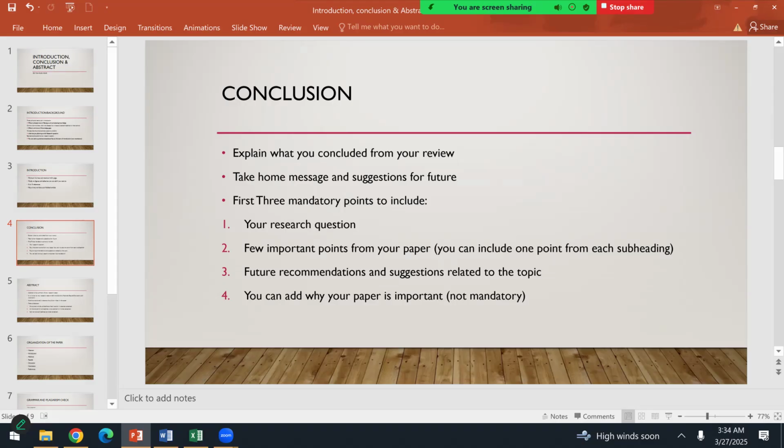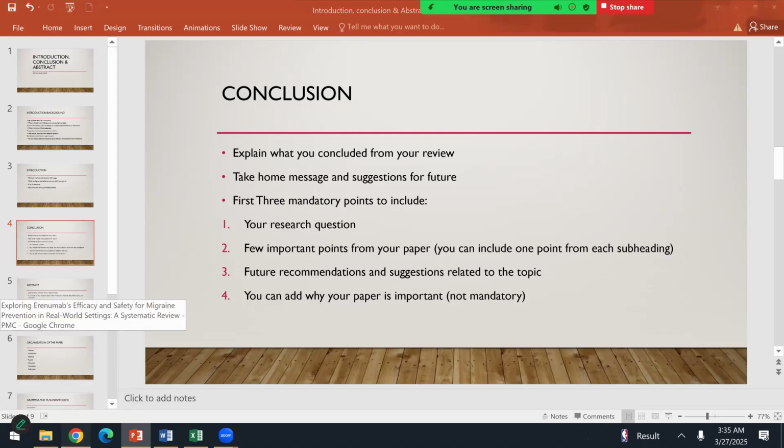So the three must points that you have to add in your conclusion is, first is your research question, and second is you would add important points from your paper. You can add 1 point from each subheading, and then future recommendations and suggestions related to the topic. So these three are important. And then you can add why your paper is important, though it is not mandatory, but you can add 1 to 2 lines on why your review was important.